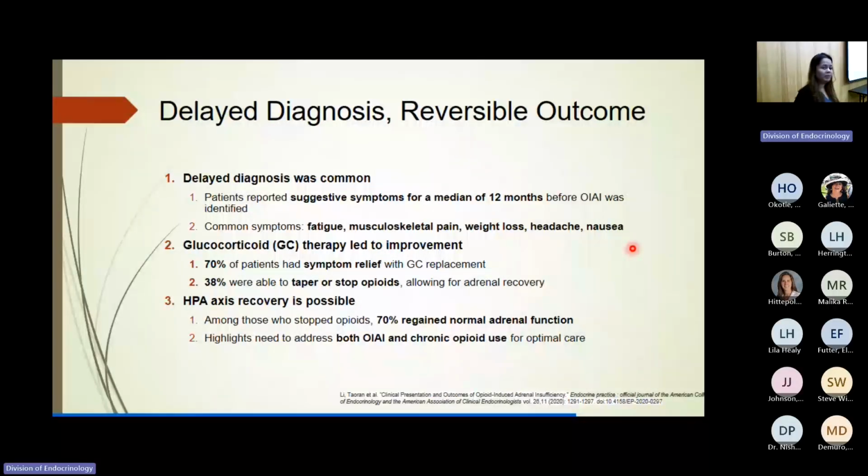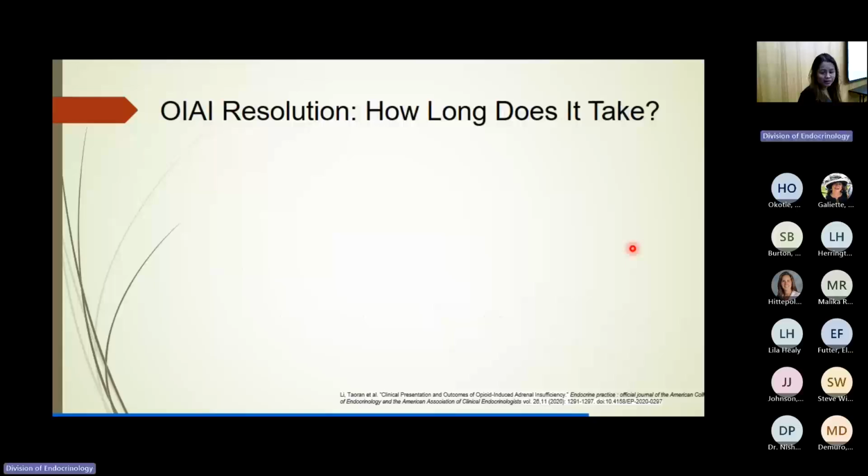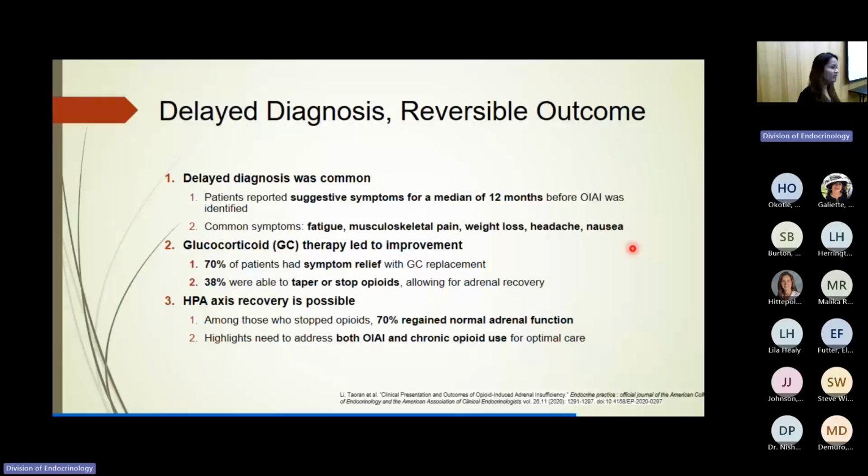Based on this data, among those who stopped opioids, 70% regained normal adrenal function, which highlights the need to address both the adrenal insufficiency as well as whether to continue the Suboxone or what to do with that. And I'm not saying that we can't continue. It's an important medication. It's, of course, saving lives for a lot of other patients who need it. But again, we need patient-based thinking on which patient actually needs it to continue.